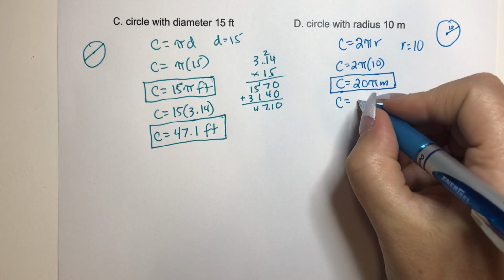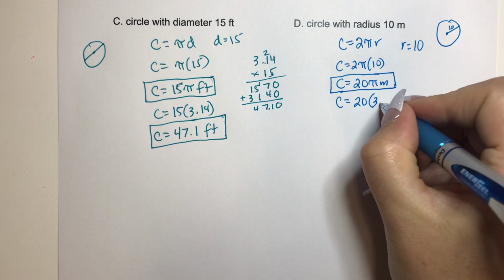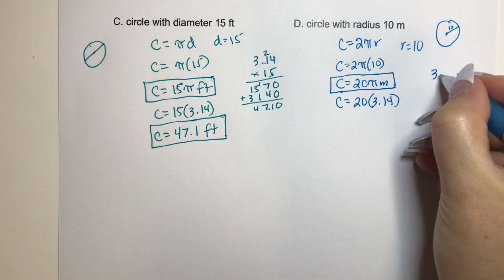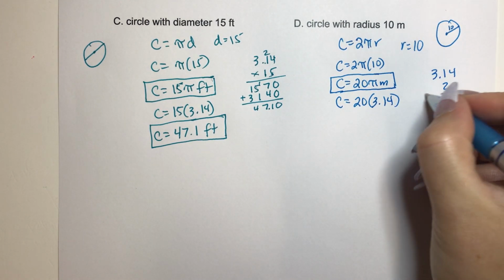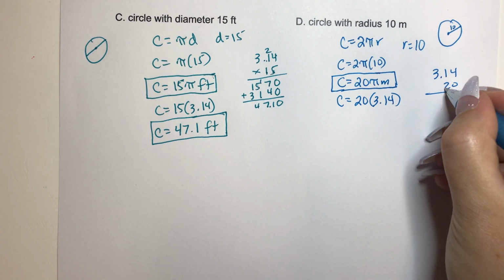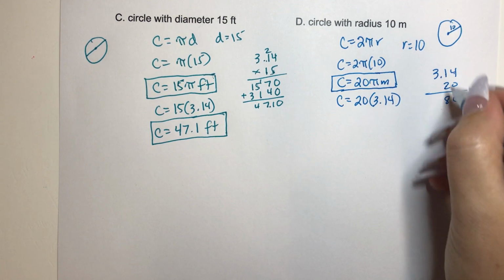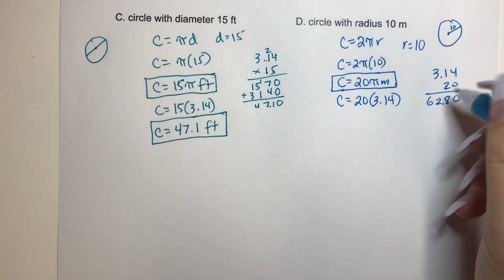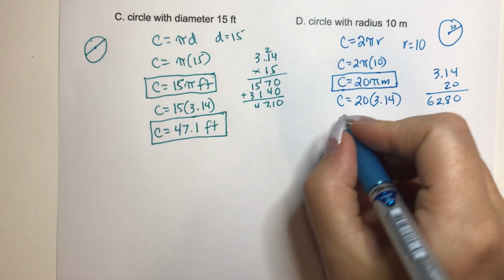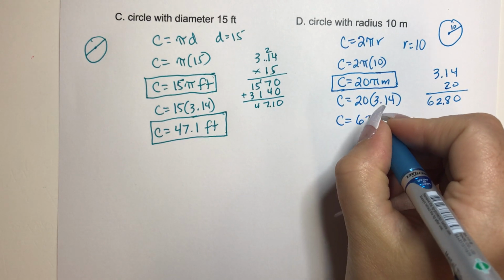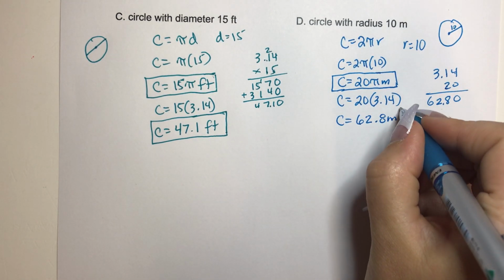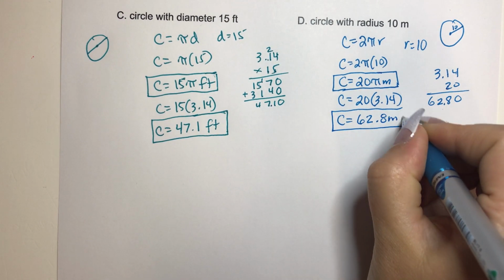All right, then we're going to find the answer to the nearest tenth. So I'm going to put 3.14 in for pi. Take it over here. 3.14 times 20. That's just 0. Then we go 2 times 4 is 8. 2 times 1 is 2. 2 times 3 is 6. 2 decimal places. Perfect, 62.8 meters. And there we have it.